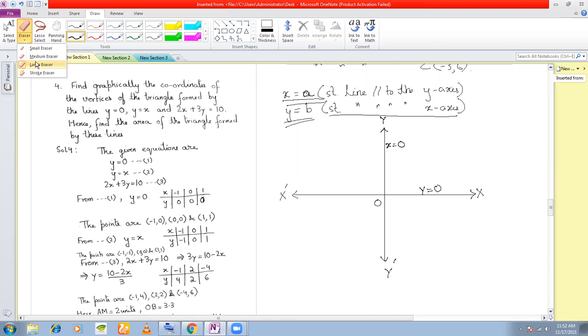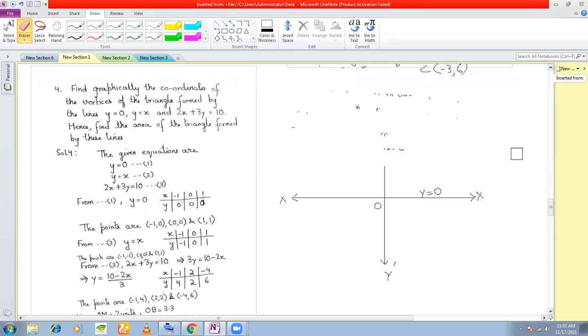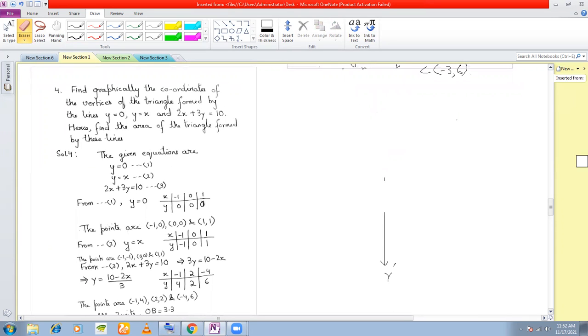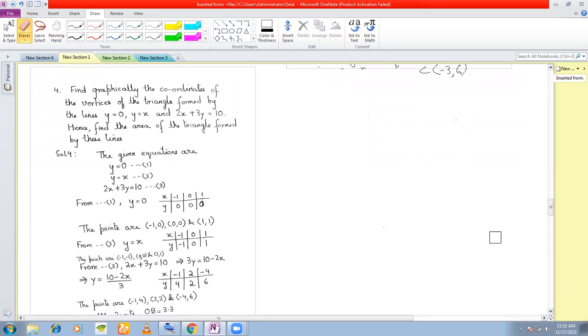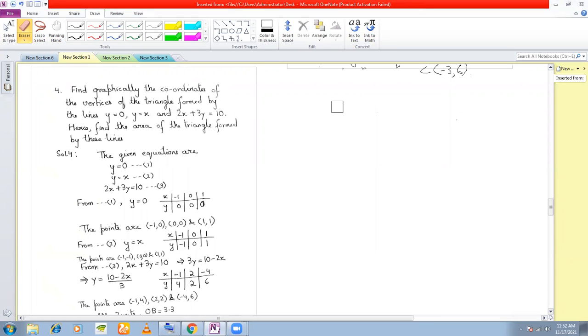Okay. Anyway, let's continue with the next problem. Once you know that the equation of the x-axis is y is equal to 0 and the equation of the y-axis is x is equal to 0, then we can proceed to the next problem. Look at number 4. The question here is, find graphically the coordinates of the vertices of the triangle formed by the lines y is equal to 0, y is equal to x, and 2x plus 3y is equal to 10. Find the area of the triangle formed by these lines.